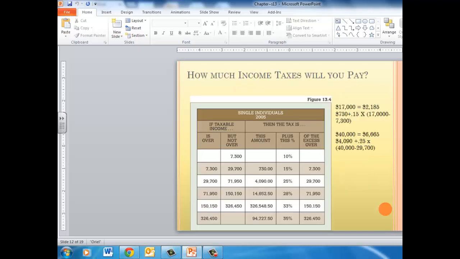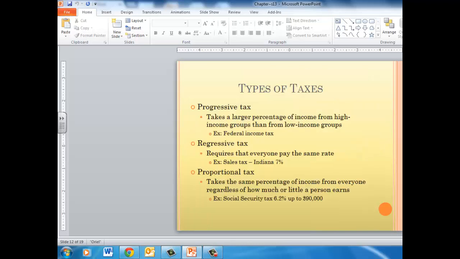Here's an example of how much income tax you will pay, and this is a kind of vague chart because it does not take into consideration anything other than a single individual in 2005. So if your taxable income is between $29,000 and $71,000, then you're going to pay $4,000 plus 25% of the excess over that amount. We'll talk a little bit more about this in class. We'll actually do a couple of problems on federal taxes and how we figure that.